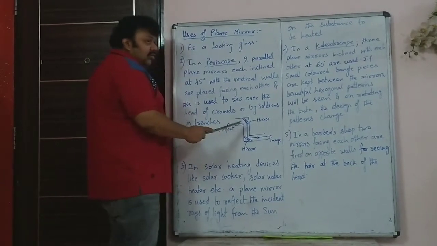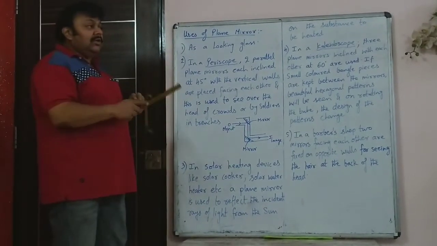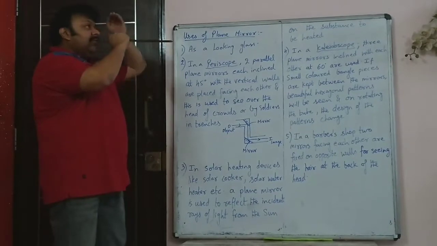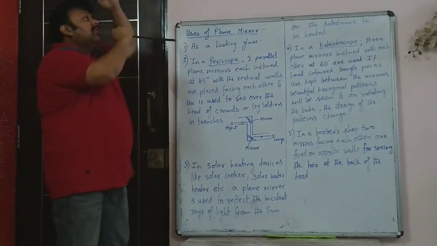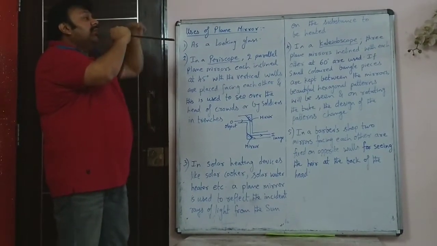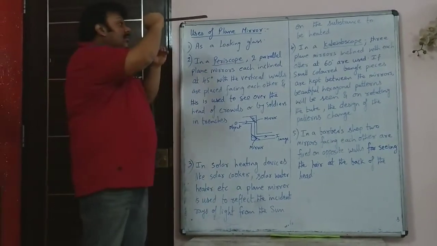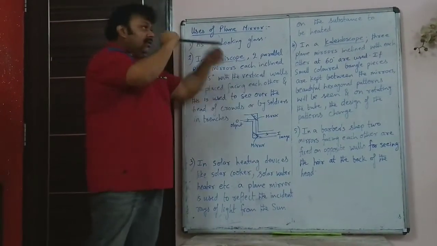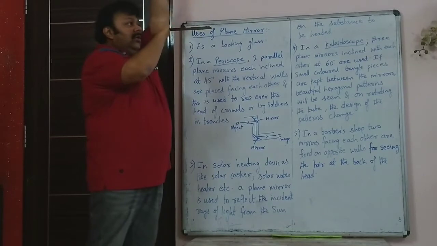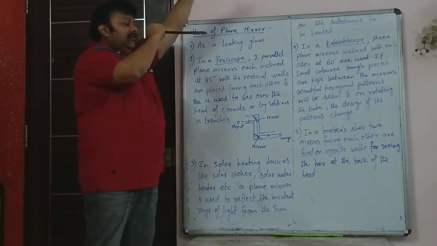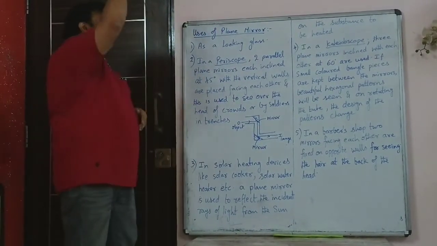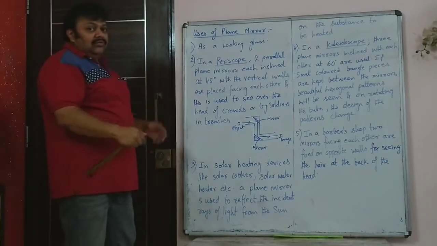So it can be used to see above the head of crowds. For example, if you have such a periscope, then you can see what is happening on top. If you are in a crowded place, you keep your eye at this end and the periscope may be long enough, it may be tall enough, so you can see what is happening in front of crowds.